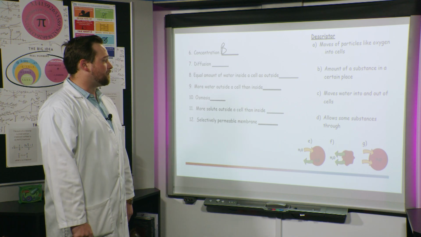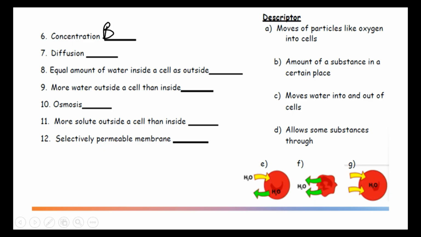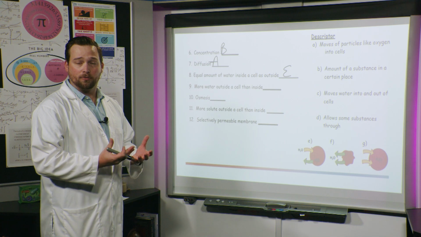Okay, 7 is diffusion. Well, what's happening in diffusion? Well, this is how particles like oxygen get into and out of our cells. It's that movement from high concentration to low concentration. The next one says equal amount of water inside a cell as outside. I'll give you a hint. It's going to be one of these three pictures at the bottom. Which of those do you think represent equal amount of water in and outside of the cell? I'm thinking letter E for this one, okay? Because you can see some water's moving in, some water's moving out. The arrows are the same size, so it's an equal amount, right?